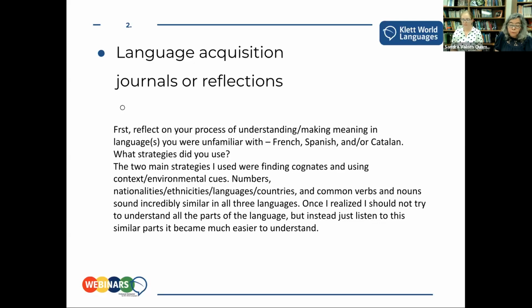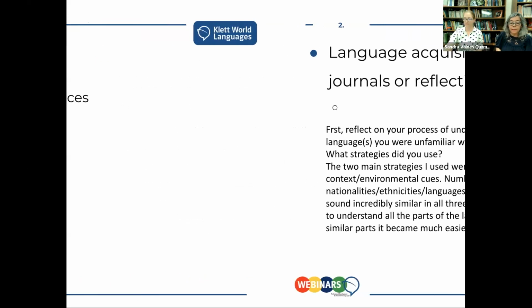And once I realized I should not try to understand all the parts of the language, but instead just listen to these similar parts, it became much easier to understand. And for us, that is a key element of this process of understanding multiple languages that they are engaging with in the classroom.